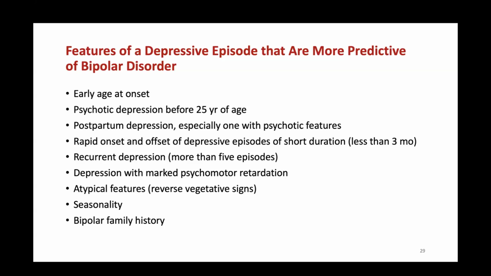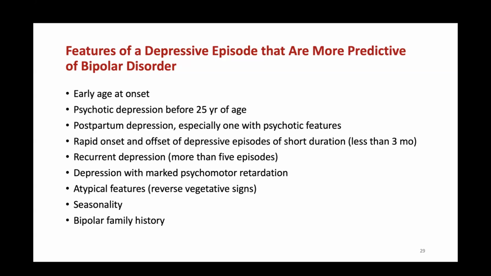So, if there is early age at onset, which we have discussed, psychotic depression before 25 years of age. Somebody comes at 40, 45 with a psychotic depression, we think of a unipolar. But if somebody comes with a psychotic depression before the age of 25 years, think of bipolarity, please. Postpartum depression. One of the commonest indicators of bipolarity in a female is postpartum depression, followed by psychotic features. Now, if somebody comes with a postpartum psychosis, please think of adding a mood stabilizer.